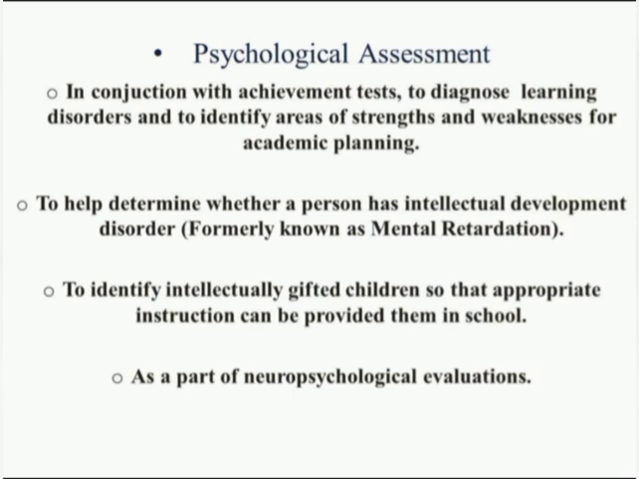and to also determine whether a person could have an intellectual development disorder, formerly known as mental retardation, and to identify who are gifted enough to be given appropriate instruction if they ever get accepted in school. For example, if a school can identify a gifted child, they might give him an acceleration approach, which could give him or her a chance to skip 3 school levels, to the level where he is supposed to be based on his or her IQ.